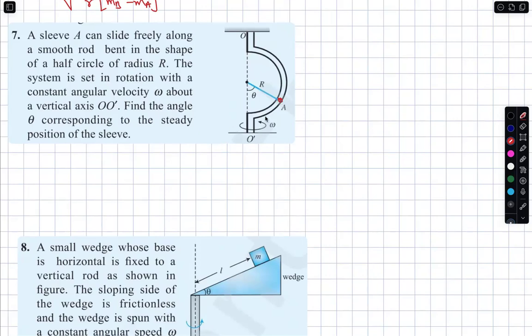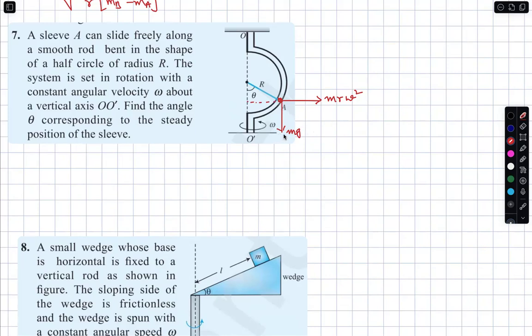I will start with only 2 statements. Statement 1: this will experience pseudo force m r omega square. That will experience weight force mg. Find the angle theta corresponding to the steady state position of the sleeve.